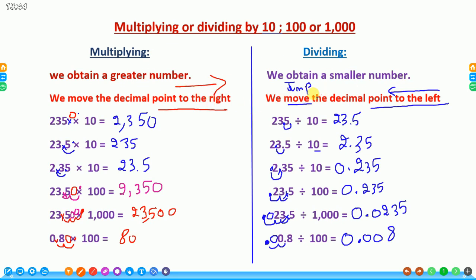And in both cases, in multiplying or dividing, we need to move the decimal point. We need to jump either once if we are multiplying or dividing by 10, twice if we are dividing or multiplying by 100, and we jump 3 times if we are multiplying or dividing by 1000, either jumping to the left or to the right.